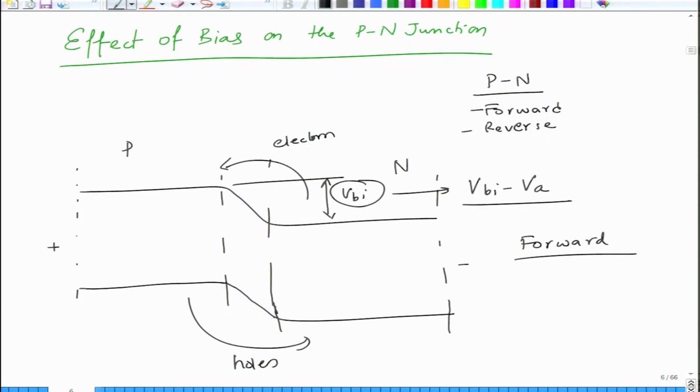What happens in reverse bias, on the other hand, if I depict reverse as blue, reverse will mean you are connecting the P side to a negative terminal and the N side to a positive terminal, which means the holes will go to this side and electrons will go to this side, which means they are drawn away from the junction, which means there is no junction current which is going to flow.